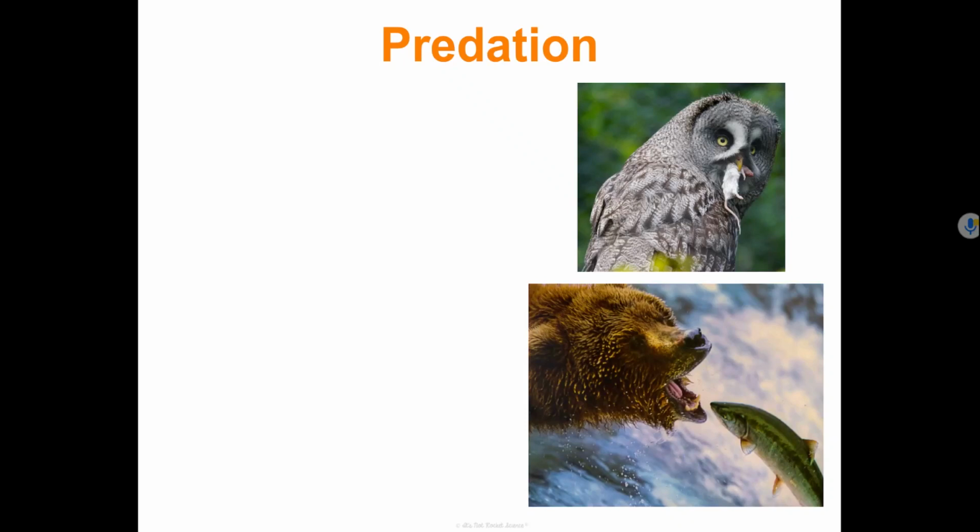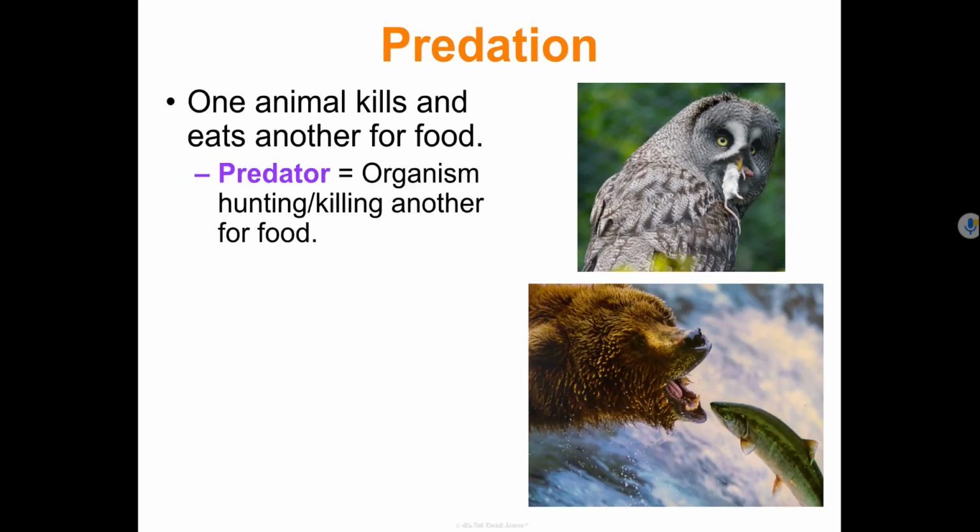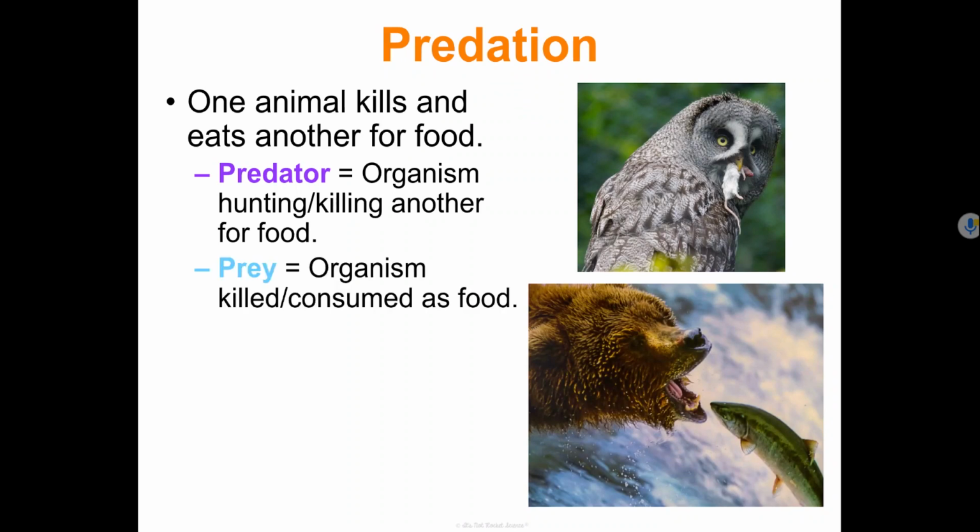One type of interaction is predation. This is when one animal kills and eats another for food. In that interaction, there is a predator. That's the organism that hunts and kills another for food. And there's the prey. That's the organism that is killed and consumed as food. Examples would be an owl hunting and consuming a mouse, or a bear catching and eating a fish.